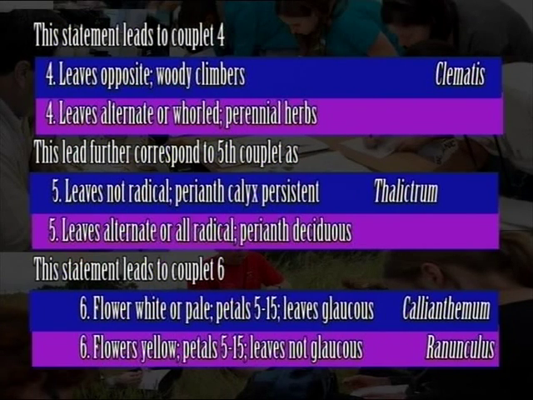Now this statement leads to couplet 6: flowers white or pale, petals 5 to 15, leaves glaucous. These refer to the characteristics of Callianthemum. And the second lead is flowers yellow, petals 5, leaves not glaucous, which refers to Ranunculus.